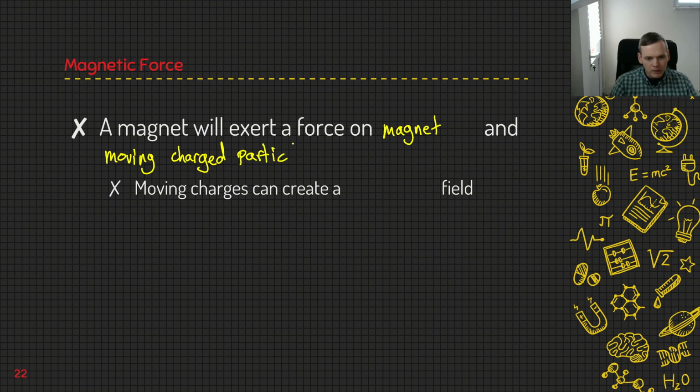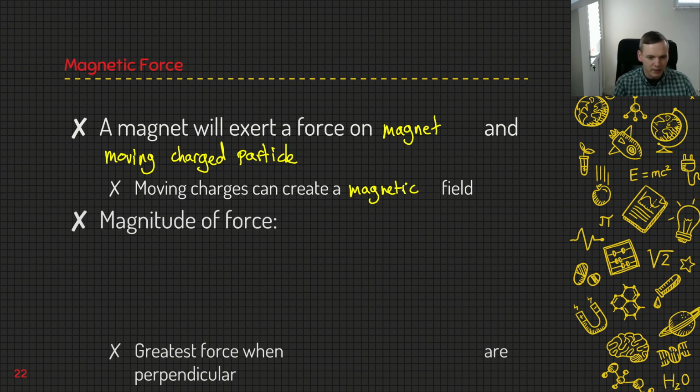And we'll talk more about this in another video, but this is because moving charges can create a magnetic field. And so if those moving charges create a magnetic field, then that means there's this aspect of magnetism to them, and therefore they will interact with the magnet as if they were a magnet. So the way that we measure this, we're actually only going to talk about the force on a moving charged particle, and that's going to be measured by F equals Q V B sine theta.